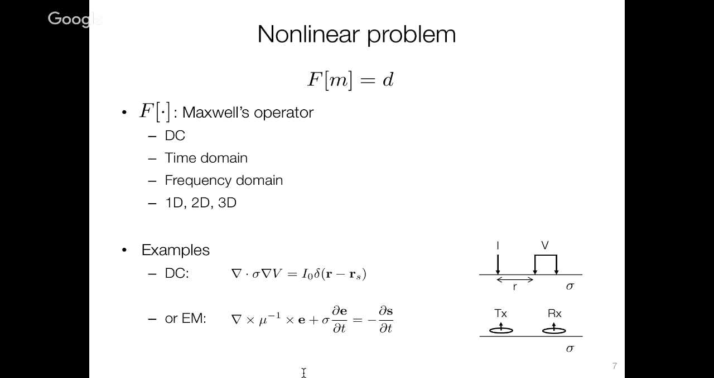So the nonlinear operator, that's mostly what we've been dealing with in this course. We can still write it notationally as f of m is equal to d. So f is Maxwell's operator. So it could be the DC resistivity operator, in which case the equation looks something like this. It's div sigma grad phi.